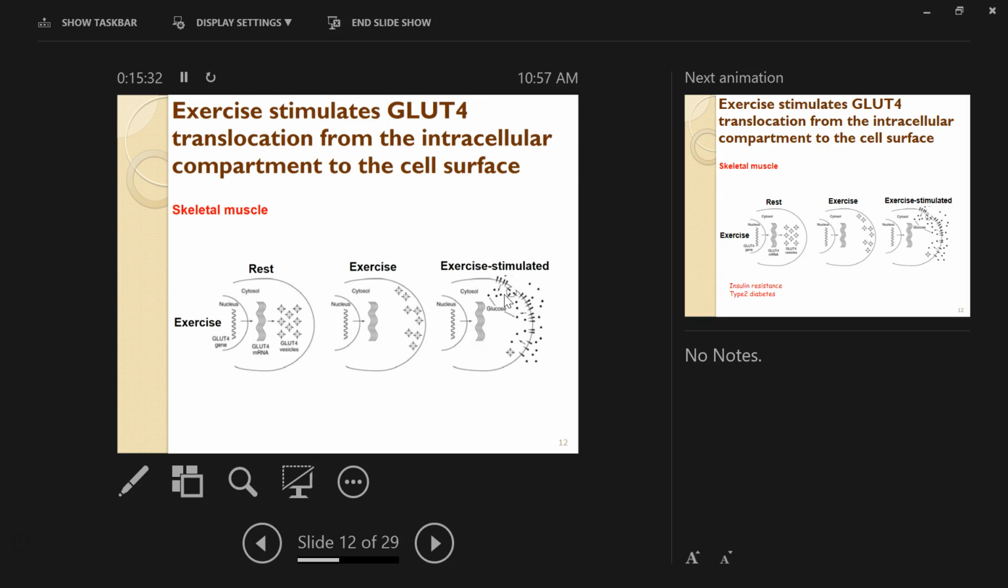But in muscle, in addition to the insulin regulation of GLUT4, we also mentioned that exercise, like muscle contraction, can also increase GLUT4 translocation to the cell surface, so that allows glucose to be transported into the muscle cells. And this regulation is kind of independent of insulin, right? Even if you don't have a high level of insulin, the muscle contraction itself can promote GLUT4 translocation.